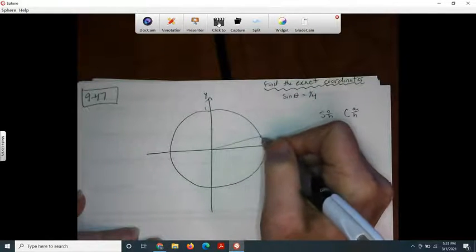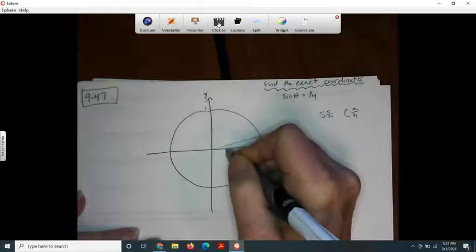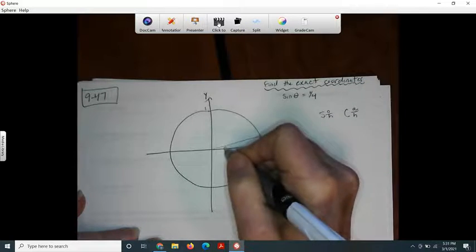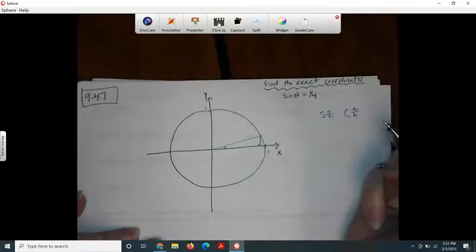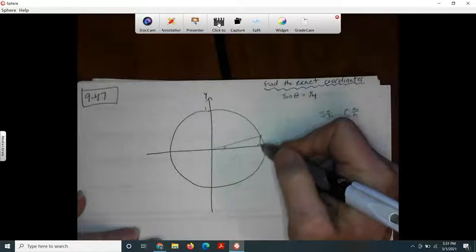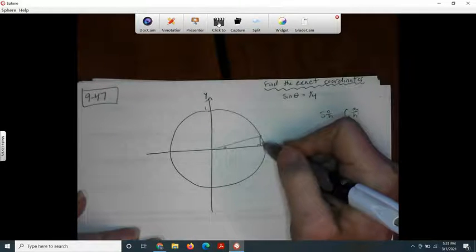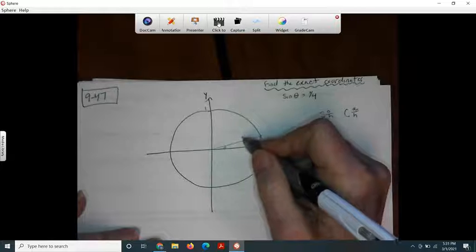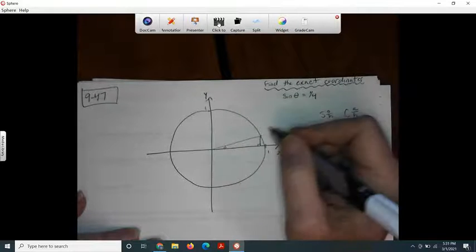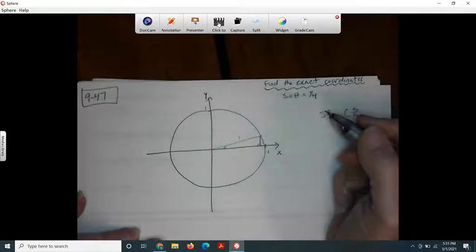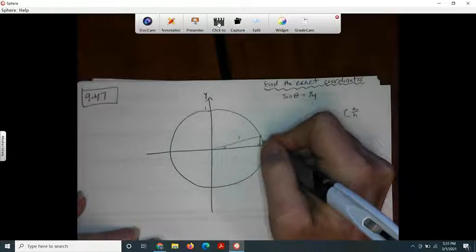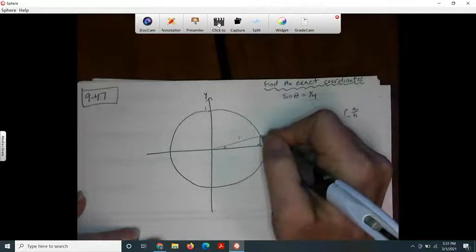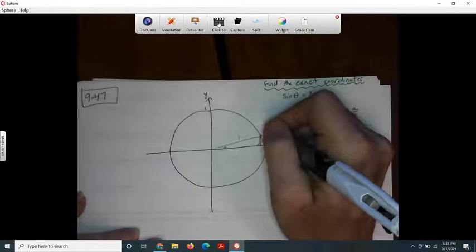So there's some angle, I don't know what it is, it's called theta, where sine is 1/4. So that means this length right here, because sine is opposite over hypotenuse, and the hypotenuse is 1, so it's 1/4 over 1. So this is 1/4 right here. So I can get the ordered pair for this pretty easily.